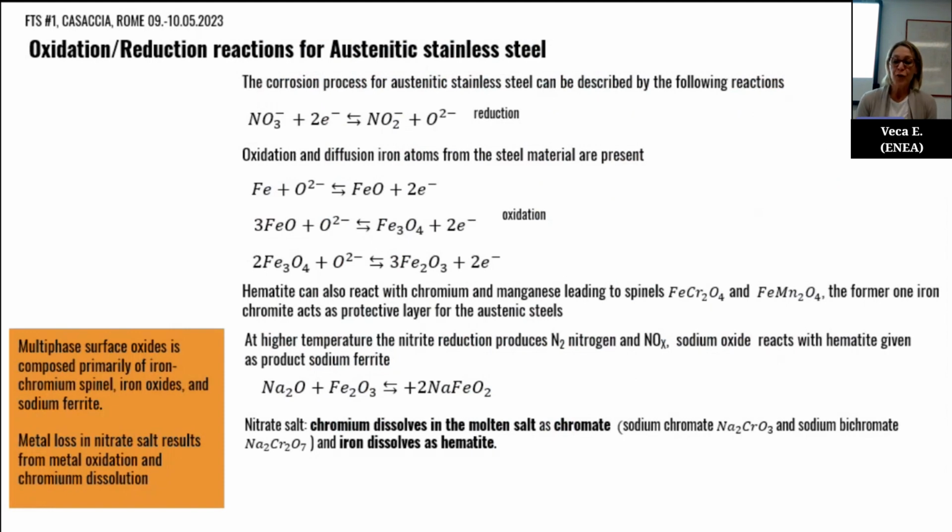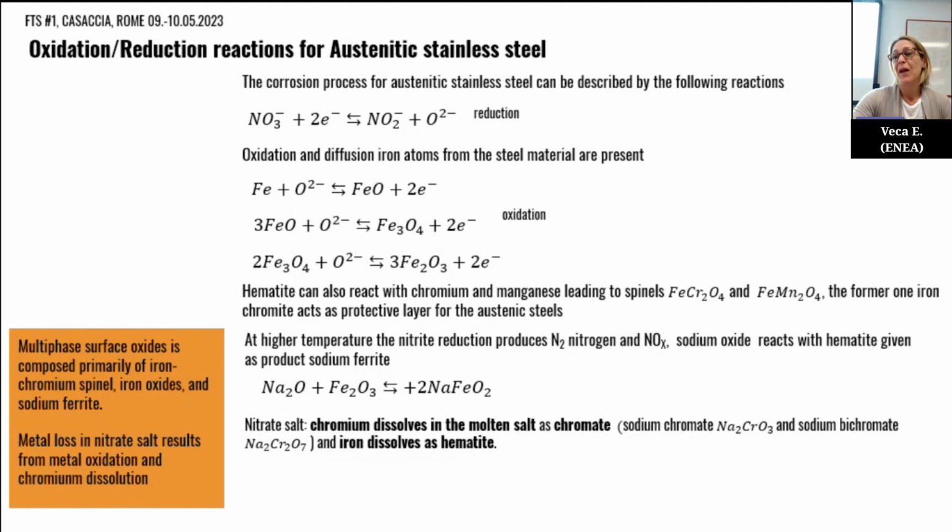Okay, the corrosion reactions for austenitic stainless steel are mainly constituted by the reduction of the nitrate to nitrite and the oxidation of iron to magnetite and hematite. Other formation steps are that the hematite reacts with chromium, giving spinels of iron. And moreover, raising the temperature, there is nitrogen release, and this creates another product, which is sodium ferrite.